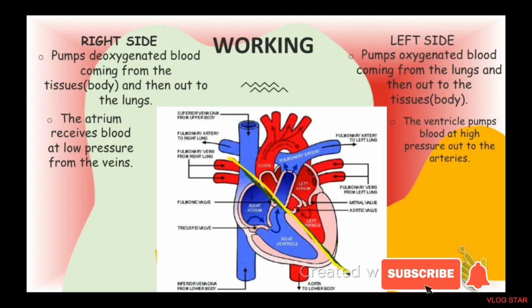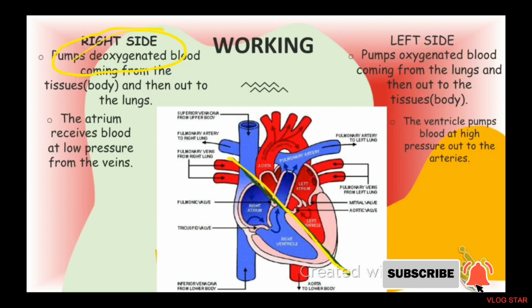Okay, it's being divided by a septum here, so that it keeps the right and the left part completely separate and there is no mixing of blood which takes place. Now the deoxygenated blood will always enter the right side. If you take note of this, it pumps the deoxygenated blood from the right side.